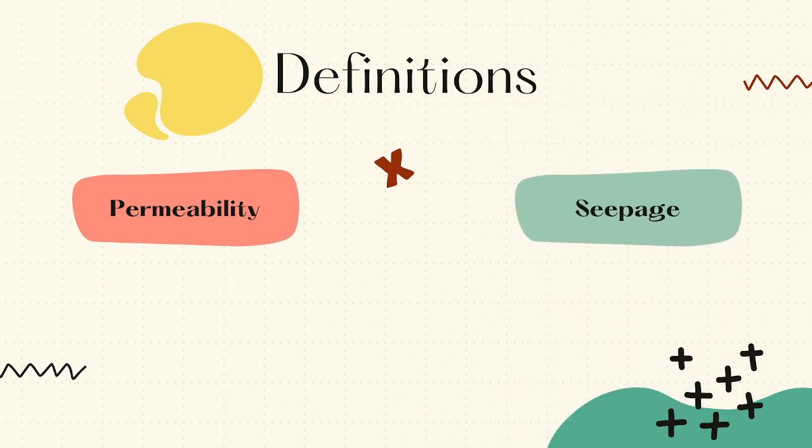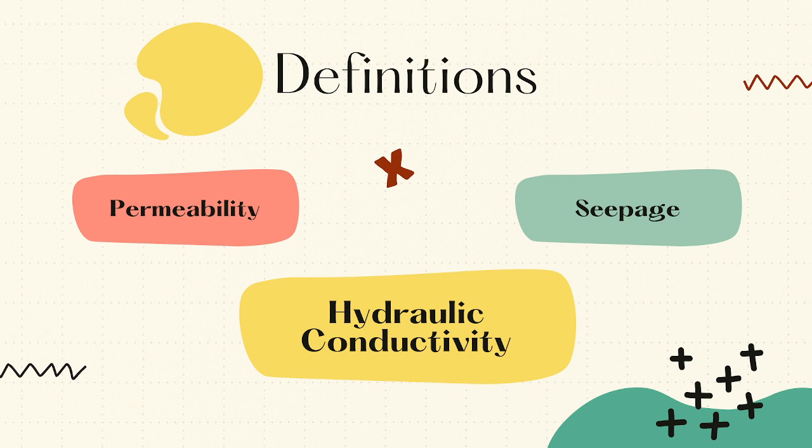Next is seepage. Seepage is the flow of water through soil. And the hydraulic conductivity, or coefficient of permeability, is a parameter of soil that determines how fast or how much water can pass through it per unit of time.